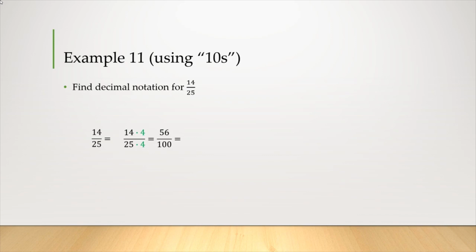So with this one, 25 times 4 does give me 100, so I can multiply the top and the bottom by 4. I get 56 over 100. Therefore, my answer, converting this into decimal notation, would be 0 and 56 hundredths.